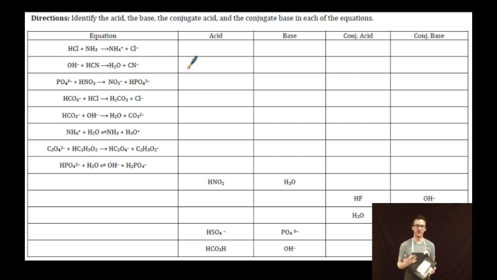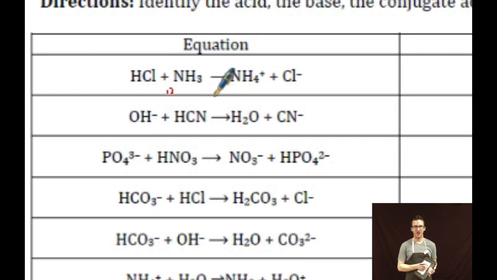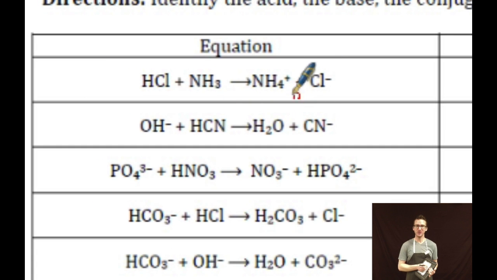Now, in order to do this successfully, we need to think about our definition for a Bronsted-Lowry acid and a Bronsted-Lowry base. Remember that a Bronsted-Lowry acid is going to donate hydrogen ions, and a Bronsted-Lowry base is going to accept hydrogen ions. Now, as I examine this first equation, I need to look at both sides of the equation to think about what is happening with that hydrogen ion. Who's donating, who's accepting? Recognize that HCl on the reactant side becomes Cl- on the product side.